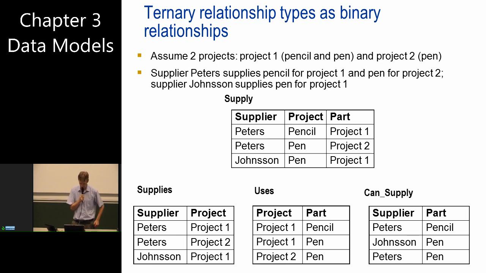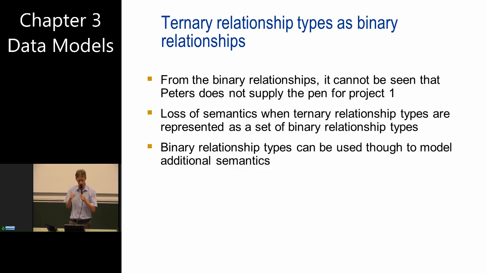In the can supply relationship, you will see that both Johnson and Peters can supply the pen. So Johnson and Peters, they do supply to project 1. Project 1 needs a pen, and both Johnson and Peters can supply the pen. So I don't know who's supplying the pen to project 1. If I decompose the ternary relationship type into a set of binary relationship types, I'm not going to know who supplies the pen for project 1. Whereas if I keep it as a ternary relationship type, I will know that it's basically Johnson supplying the pen to project 1.